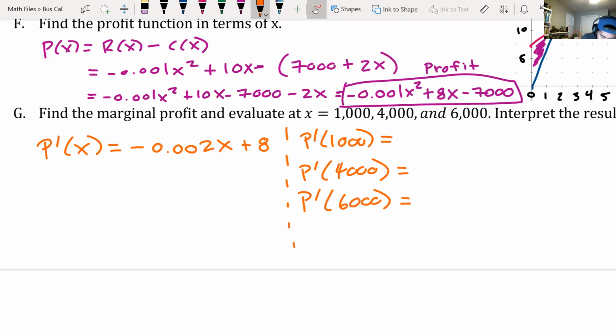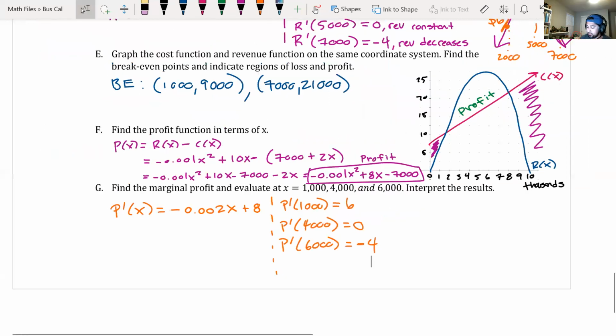The first one is 6. You get 6. Yeah, that sounds familiar. The next one is 0. And then the very last one, you're going to get negative 4. Hey, looks like the same numbers, right?